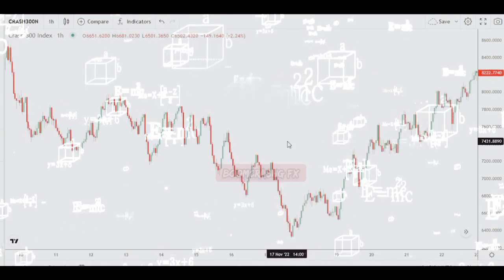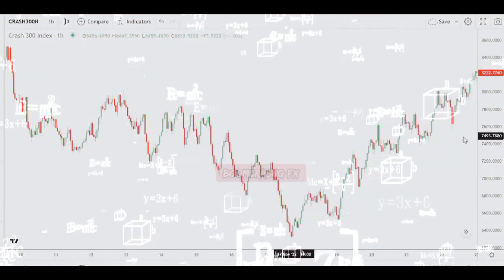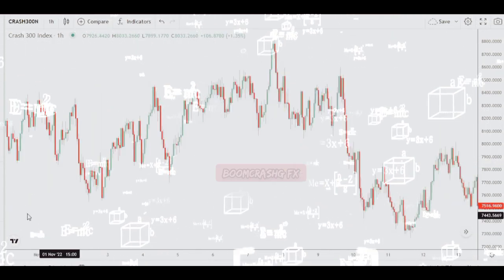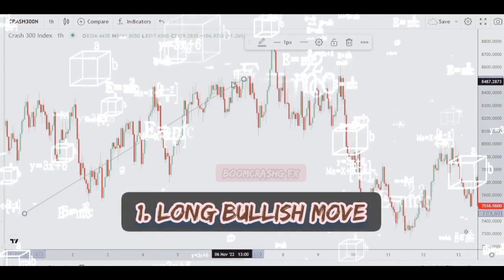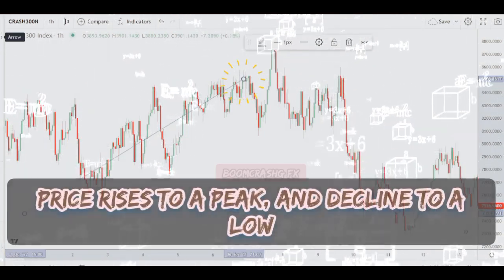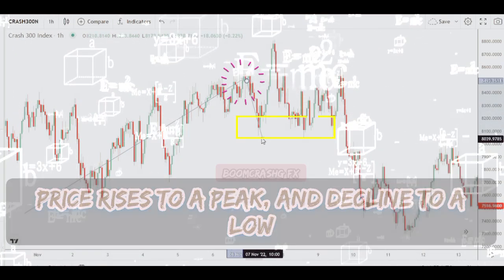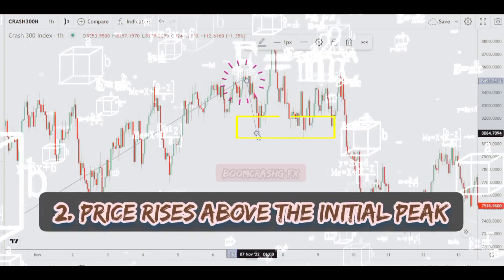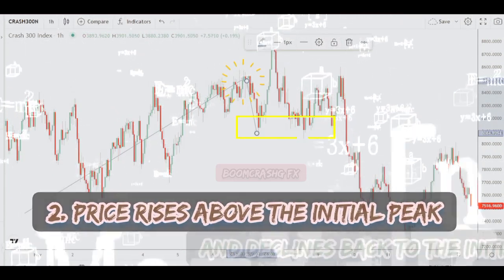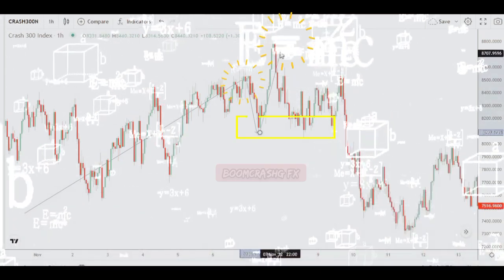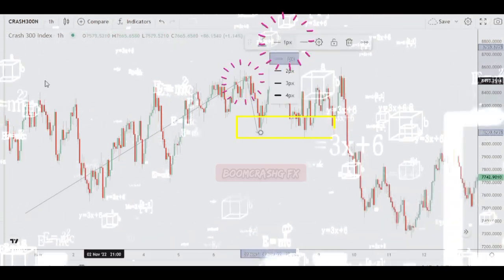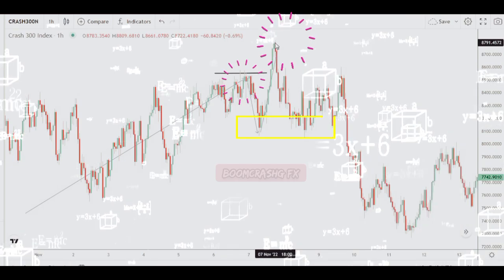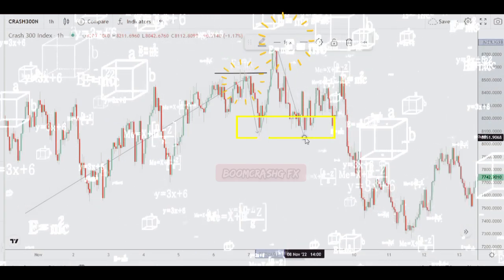Let's go into the chart and see a typical example of a head and shoulder pattern. So here we are, looking into these 4 components of the head and shoulder pattern. First, after a long bullish trend, a long uptrend, the price rises to a peak and subsequently declines to a low. Secondly, the price rises again to form a second high substantially above the initial peak and declines again. Here we see the price rises above the initial peak, and the price actually declines again to that particular low.